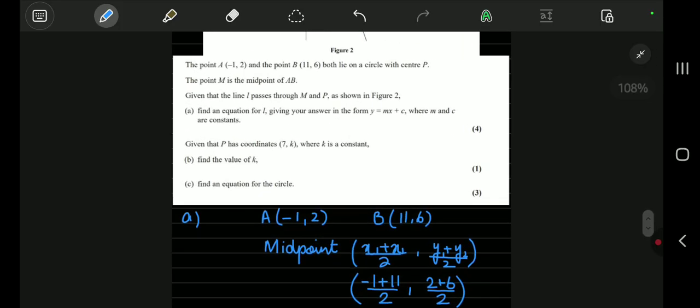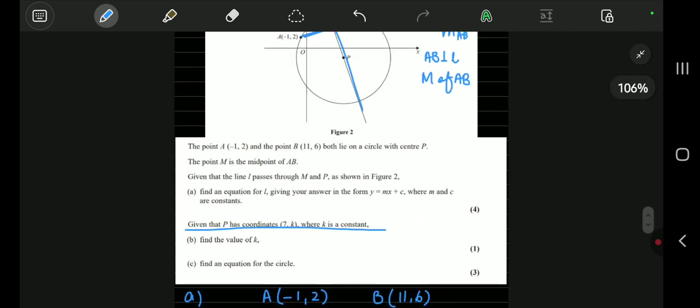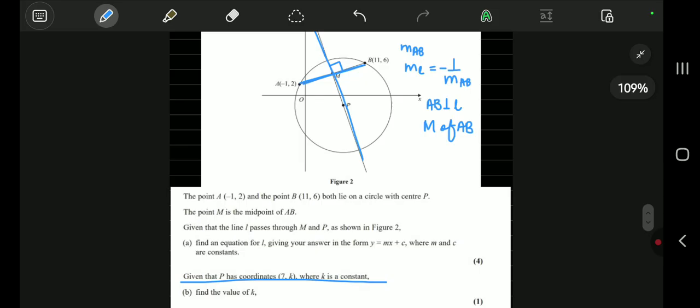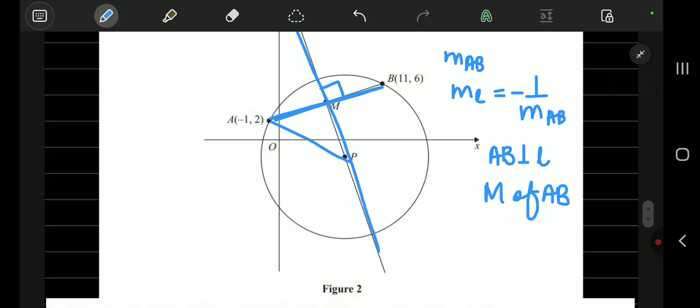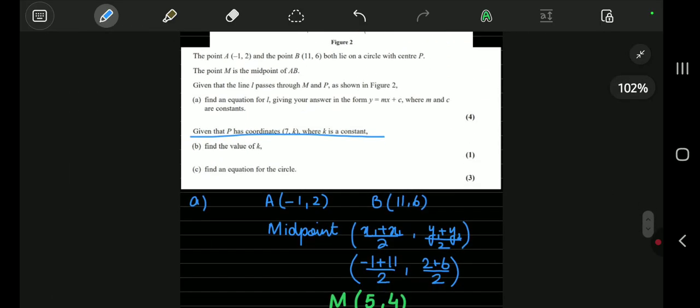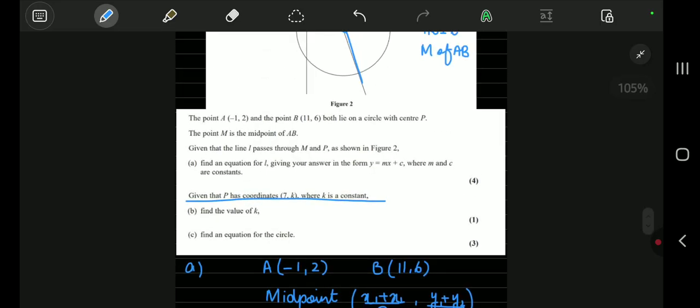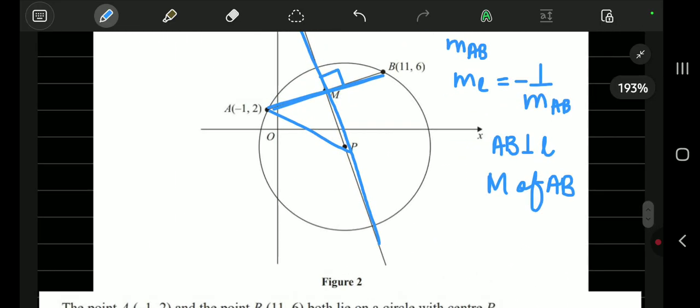Find the value. Given that P has coordinates (7, k), where k is a constant, find the value of k. So what is k? k is the y coordinate of your center. So what do we know about this? If you take your radius, do we need that? 7k, this is your equation of the circle.